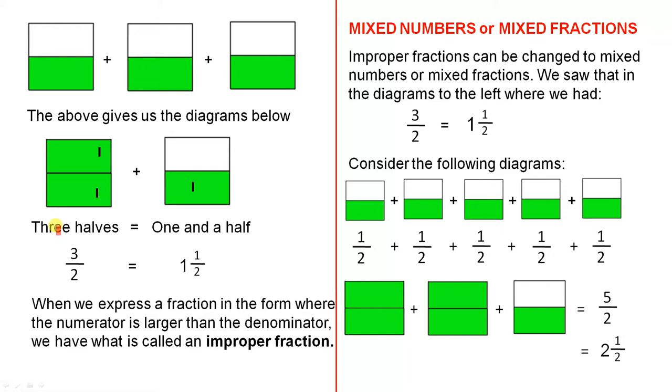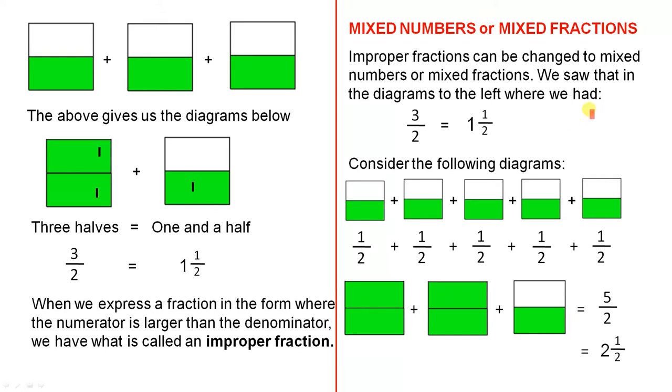So three halves, which is 1, 2, 3, equals 1 and a half. There's the 1 there, and there's the half. So 3 halves equals 1 and a half. When we express a fraction in the form where the numerator is larger than the denominator, we have what is called an improper fraction. So they're improper fractions there because the numerator is larger than the denominator.